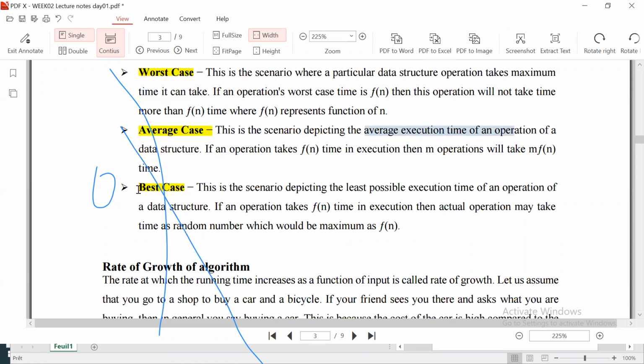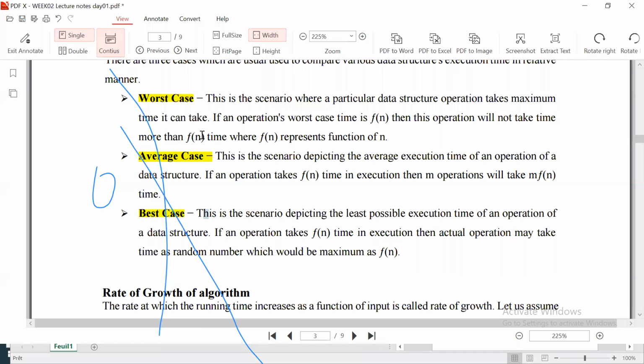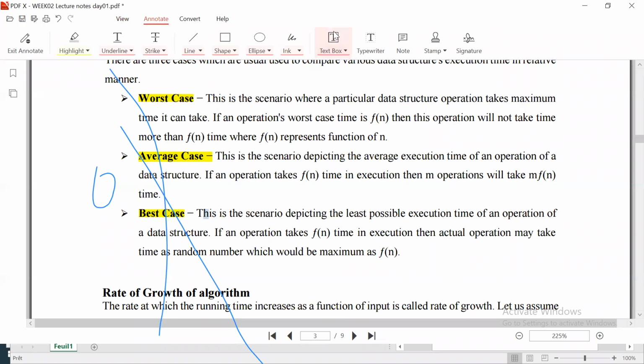And then we have the best case. The best case is a scenario depicting, for example, the least possible execution time of that algorithm. Okay, the least possible time. If we take an example, let me try to do something.